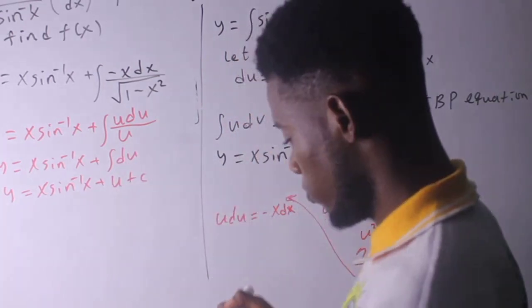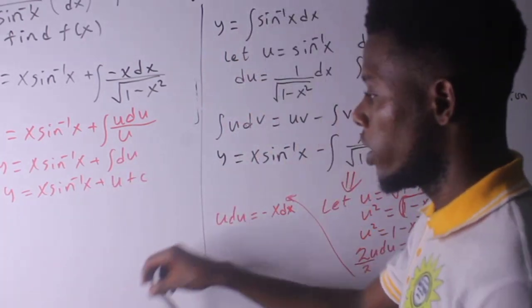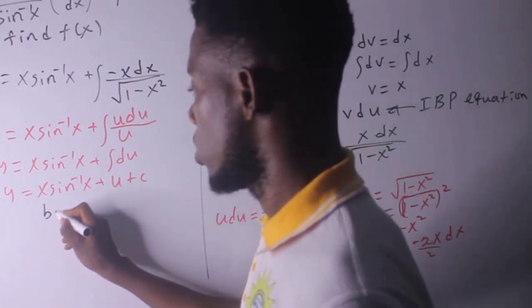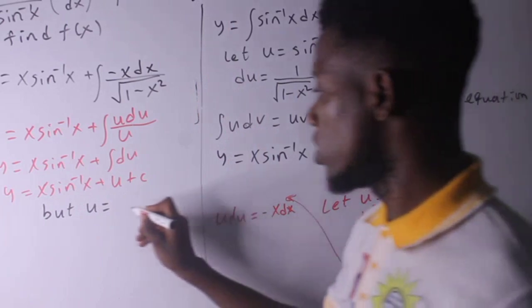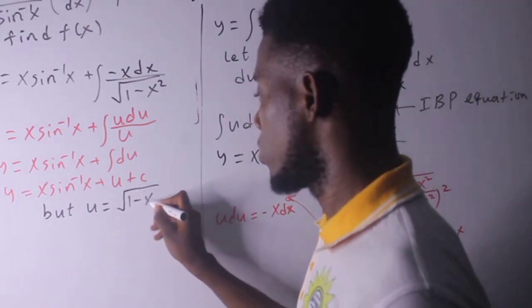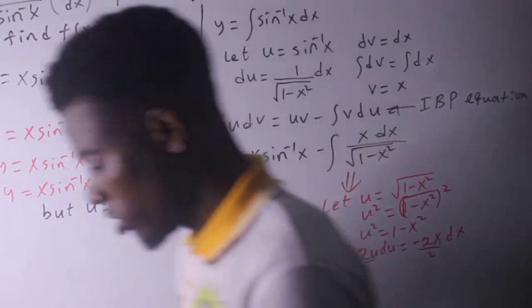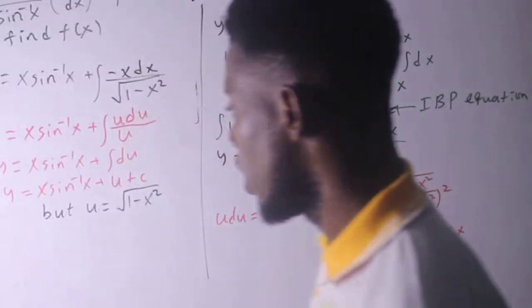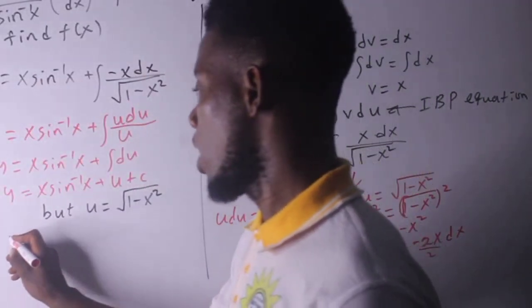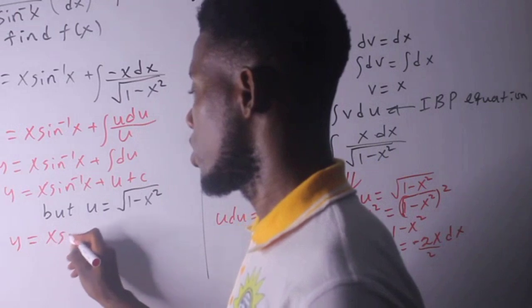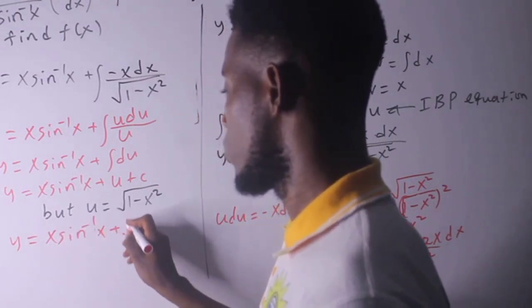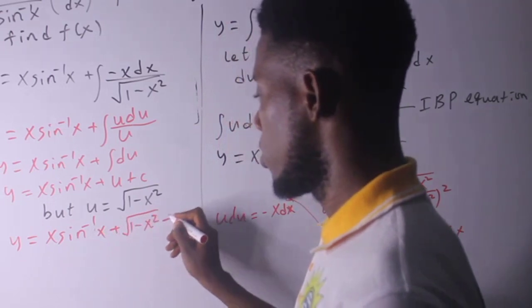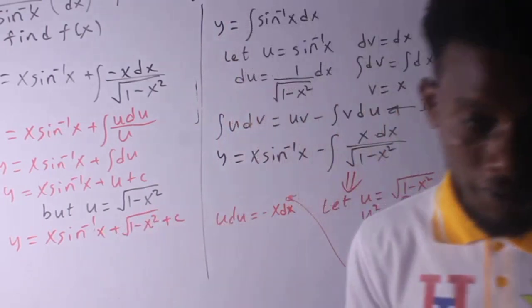But what is u? u is the square root of 1 minus x squared. Great. So what do we have there? We have y is equal to x sine inverse of x plus the square root of 1 minus x squared plus c. That's what we have.